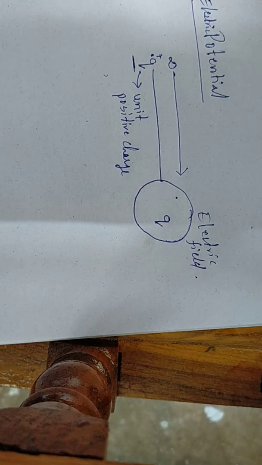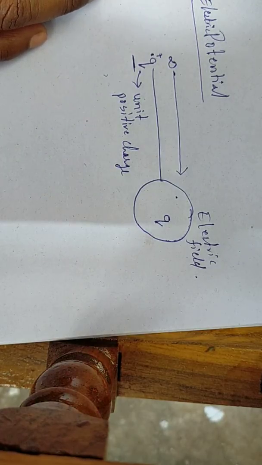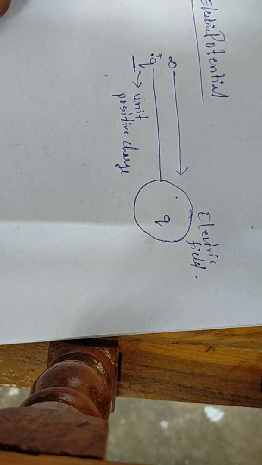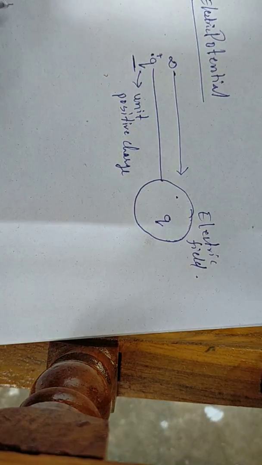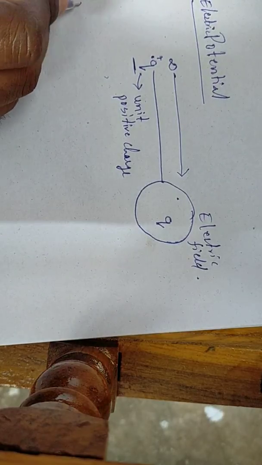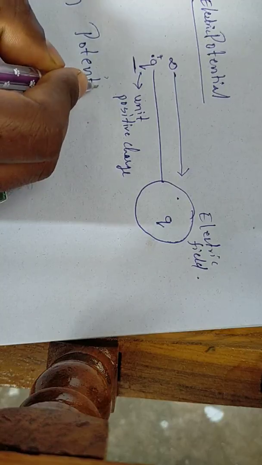Around any charge, either positive or negative, whatever it is, there is what is called electric potential. You remember that the work done on a unit positive charge to bring it from infinity to a point in the electric field is called electric potential. Now, what is meant by potential difference? The next thing is potential difference.